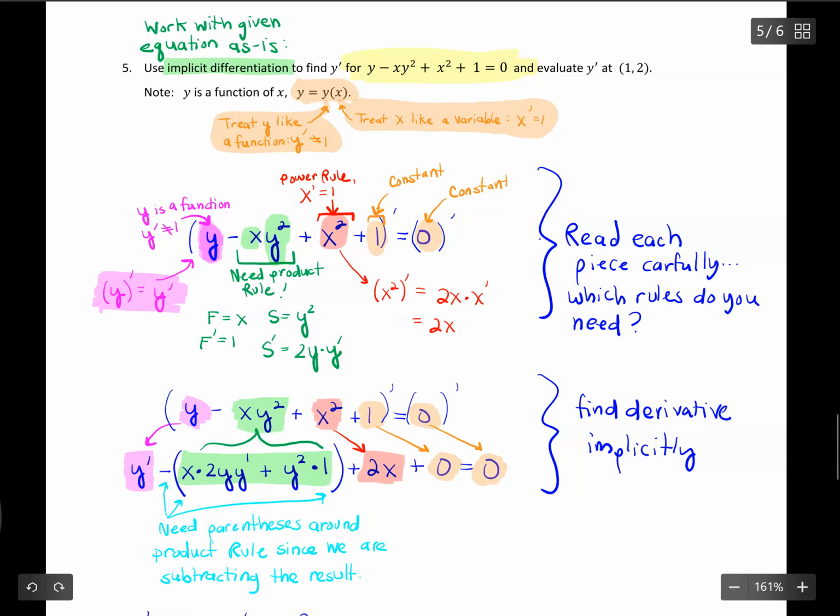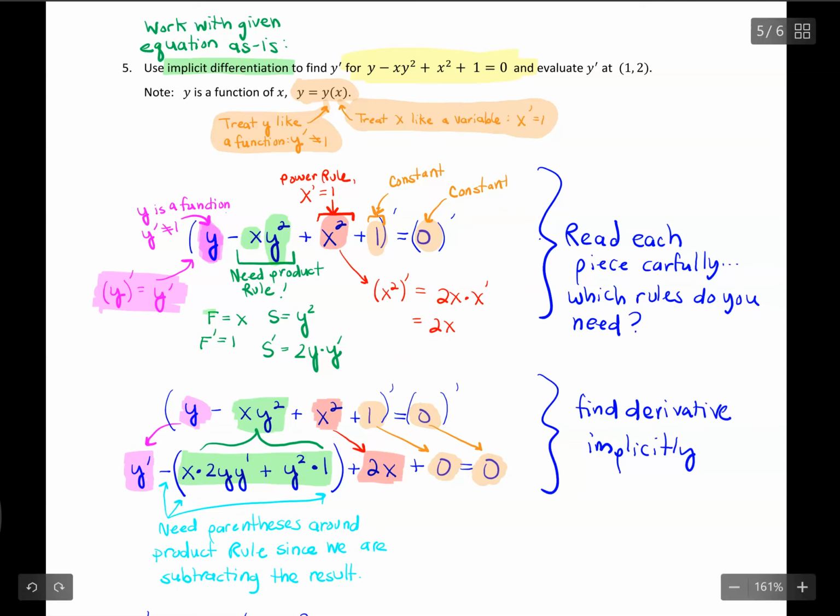It was an x side by side with a y squared. X is acting like a variable. Y squared, or y, is acting like a function. So y squared is like a function. So I need the product rule here because it's two things. It's a variable and a function. Side by side multiplying, that's a product.